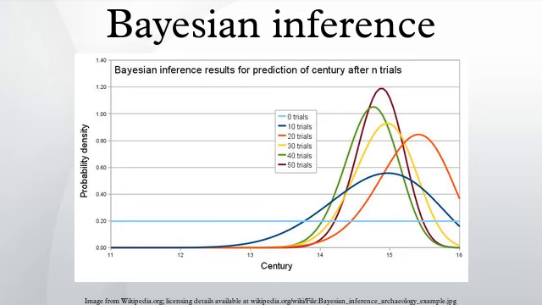Model selection. Applications. Computer applications. Bayesian inference has applications in artificial intelligence and expert systems. Bayesian inference techniques have been a fundamental part of computerized pattern recognition techniques since the late 1950s.